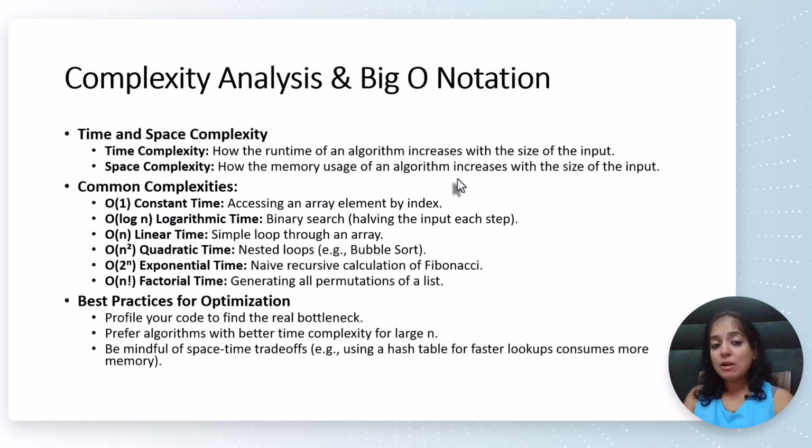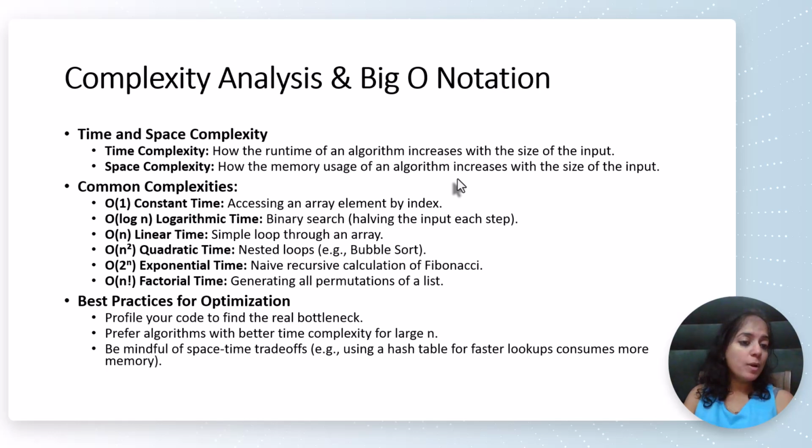Right, so the common complexities are big O of 1, constant time, that is the best one. For example, if you're accessing an element by an index, you provide the index and access the element, so that is constant time. Big O of log n, logarithmic time, like binary search, in which we halve the input every time. Then big O of n, which is linear time. If you have to search for an element in an array by using a loop, that is big O of n linear time.